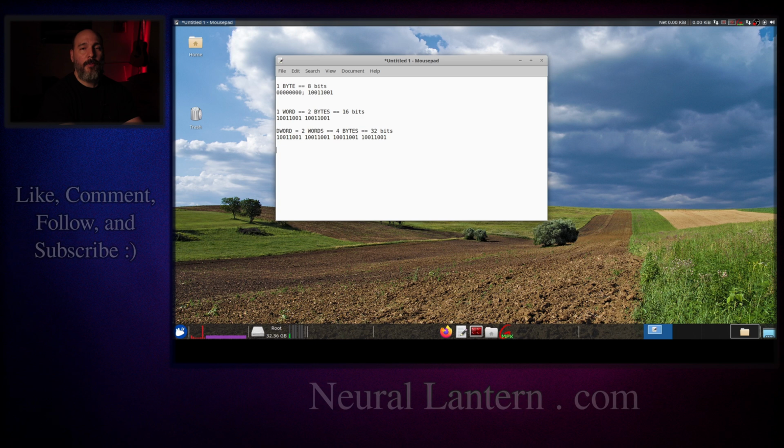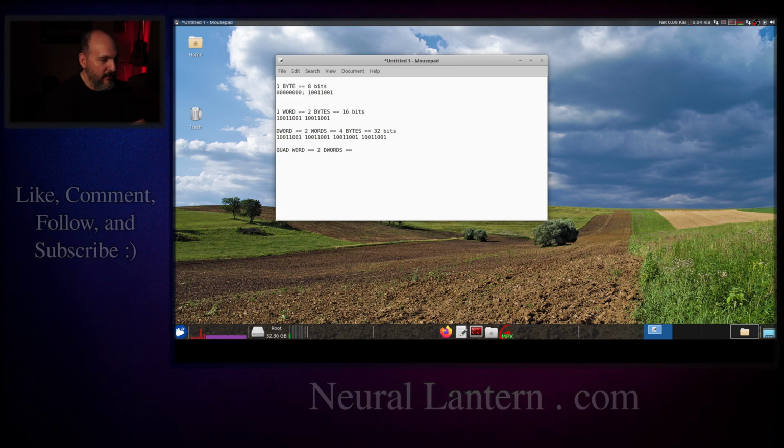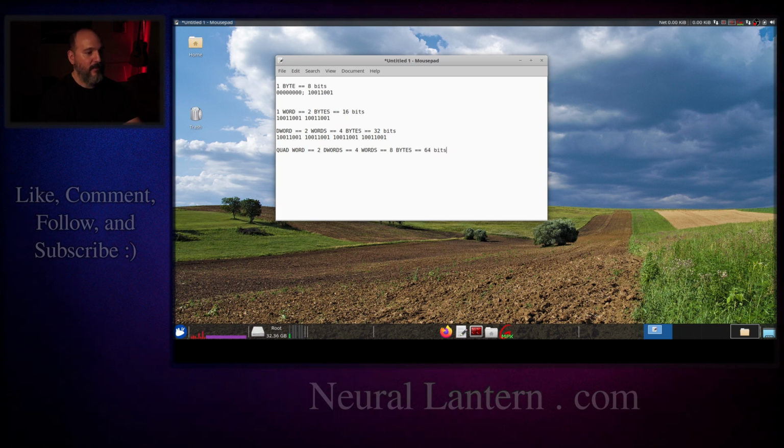So let's come up with one more term here. Let's come up with the term quad word. Actually, we're not coming up with the term, we're just using it. What is a quad word? A quad word is 2 D words. So we're just kind of doubling it again. I forgot that extra equal sign there. Quad word is 2 D words, which means it's also 4 words. And it also means it's 8 bytes. And it also means that it is 64 bits. And then I guess if I want to represent this to you, I can just copy paste that twice.